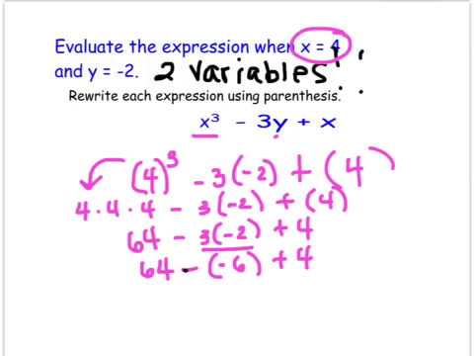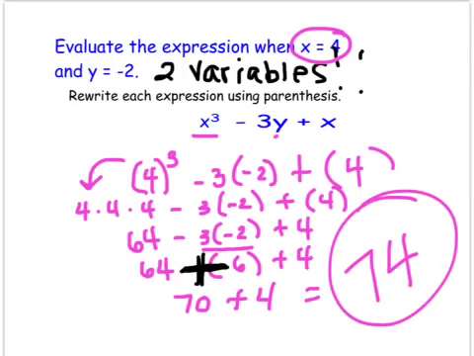Look at this. Minus minus is going to turn into a plus. So I get 64 plus 6, 70, plus 4. And when I do that, I get 74.